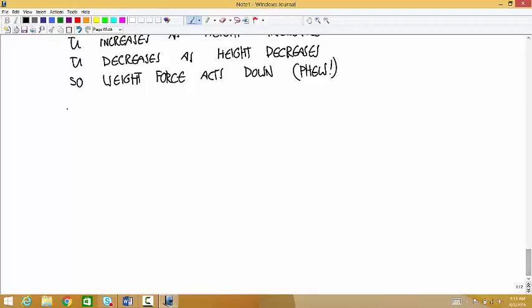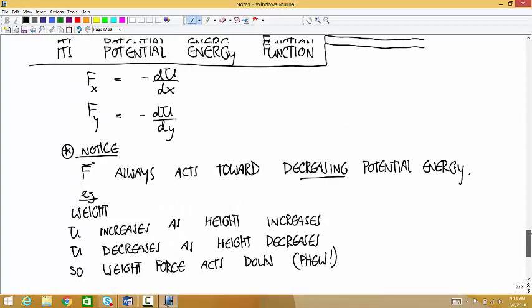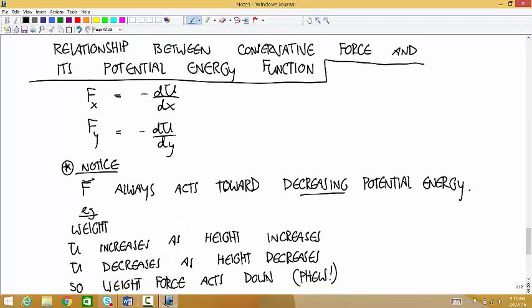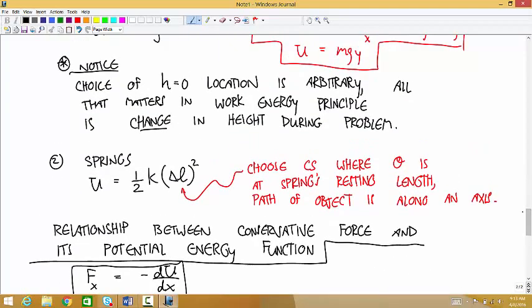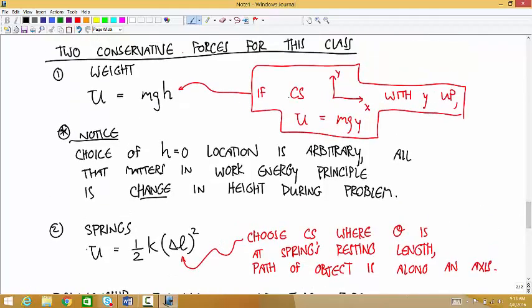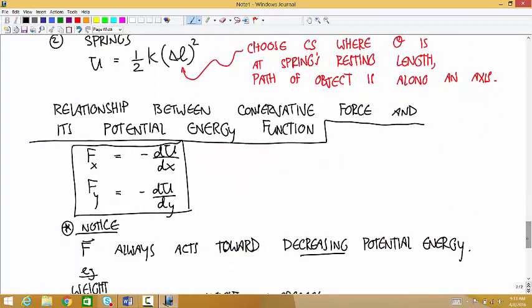Okay, so let's do an example of this calculation to figure out the forces. We're going to do two examples for the two conservative forces we're going to deal with all the time. Using this relationship, we'll figure out the force of gravity based on the potential energy function for gravity. And then we're going to do the same thing with the potential energy for a spring and figure out the force applied by the spring. And we know what those are, so we can use this as a way to sort of check the math.